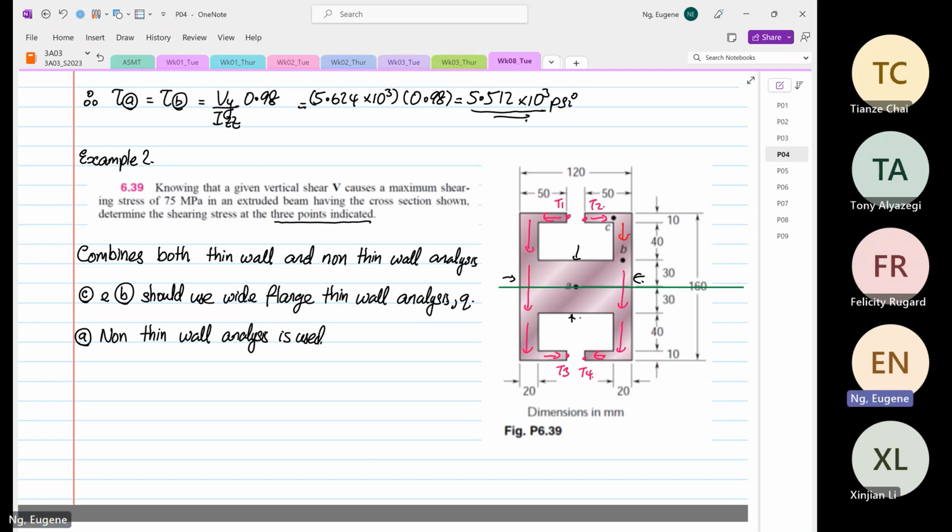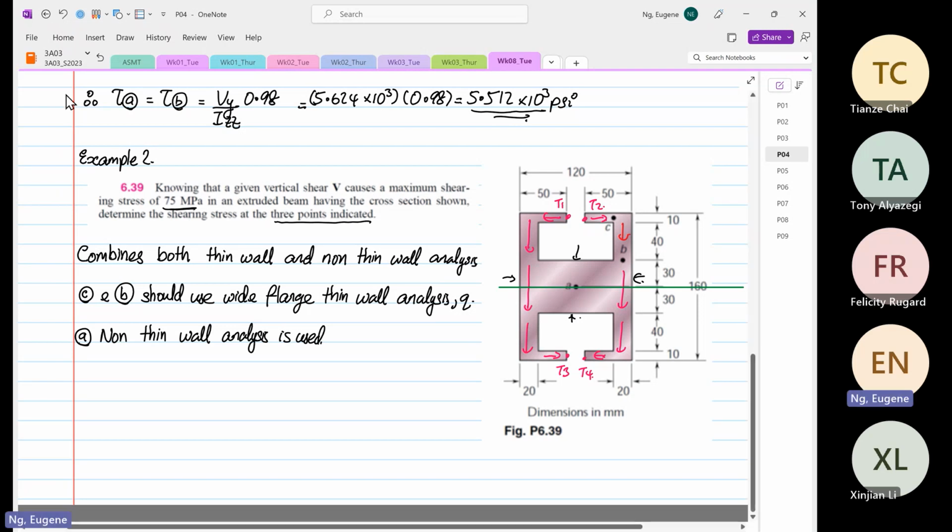You know that. Okay. So now we are going to use thin wall analysis for point C and point B, and then A. And this is a very similar structure as what we have in the previous problem. We are only given 75 megapascal as the maximum. And we don't know which one is 75 megapascal. Is it point A? Is it point B? Or is it point C? Okay. So we're going to do thin wall analysis for point C and for point B first.